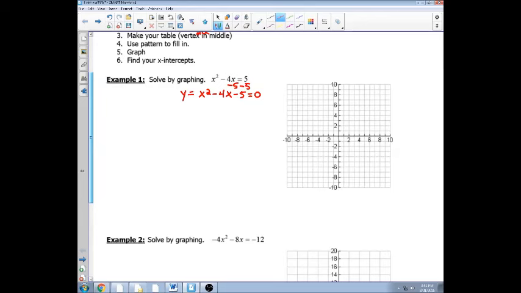Now, in our previous unit, we found our a value, which in this case would be 1, our b would be negative 4, and our c would be negative 5. Again, that's reviewed from the previous unit.